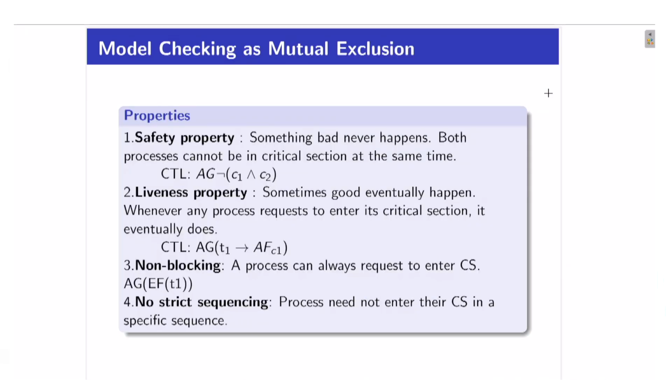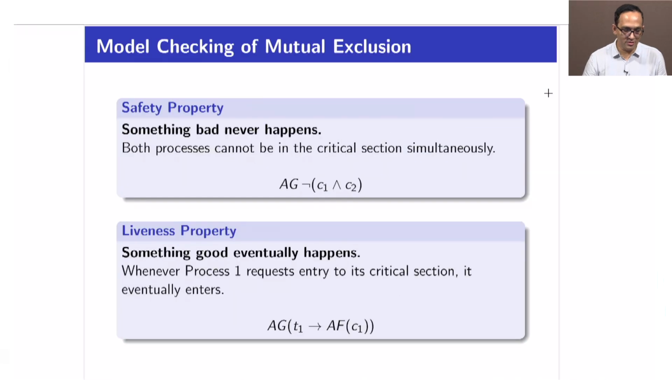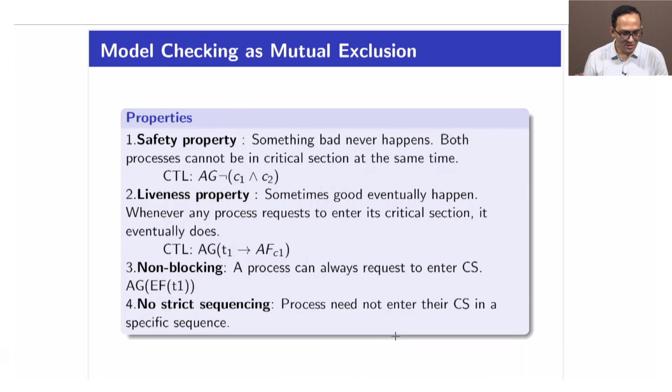So I will take these safety properties. Mutual exclusion: both processes cannot be in the same critical section simultaneously, which is basically A G not C1 until C2. Similarly, the liveness property is that whenever process 1 requests entry to its critical section, it eventually enters. That means globally, if T1 happens, in all futures C1 should happen. So this is the liveness property, and there are also the non-blocking property and the no strict sequencing property, but we will not take them up here for discussion.